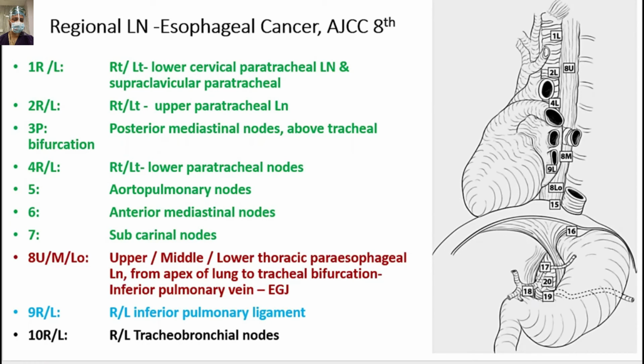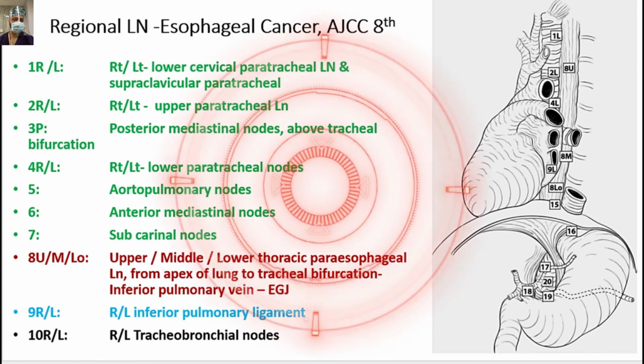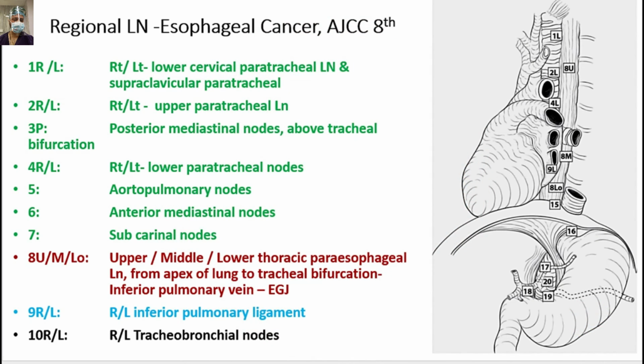So, in the AJCC 8th edition, the regional lymph nodes are defined from 1 to 20, where R is for the right side and L is for the left, and one has to memorize these numbers. So 1 is right and left lower cervical paratracheal and supraclavicular lymph nodes, 2 is upper paratracheal lymph nodes, right and left. 3P is posterior mediastinal nodes above the tracheal bifurcation. 4 is lower paratracheal nodes, right and left. 5 is aortopulmonary nodes. 6 is anterior mediastinal nodes, and 7 is subcarinal nodes.